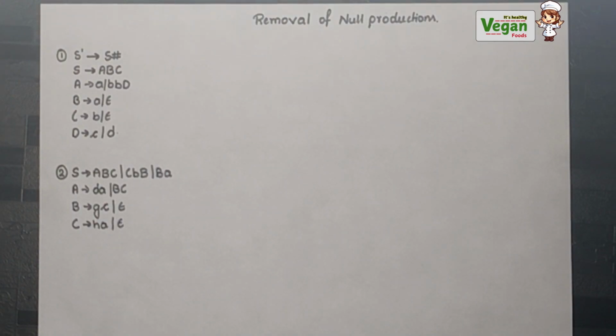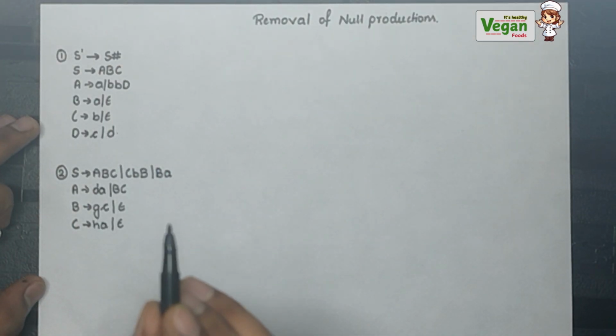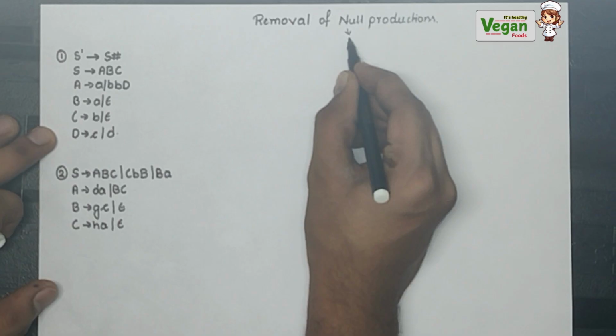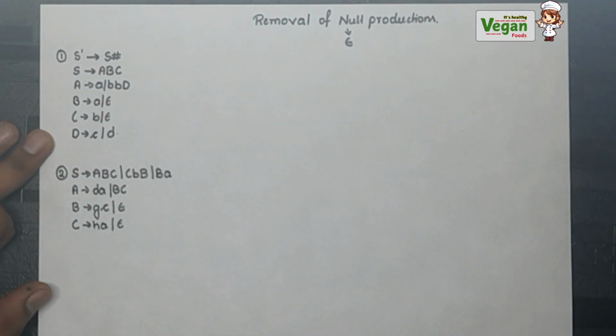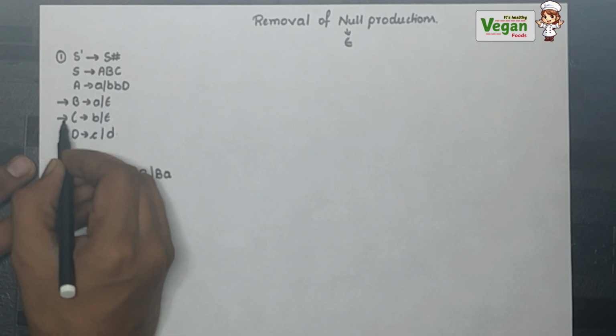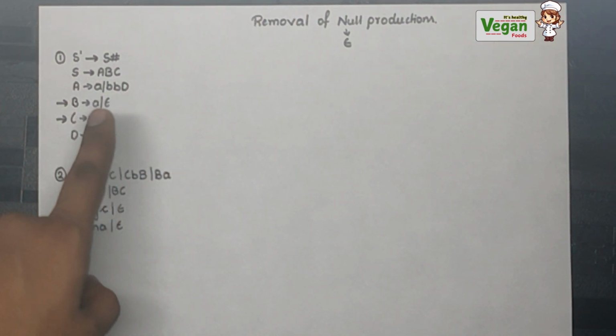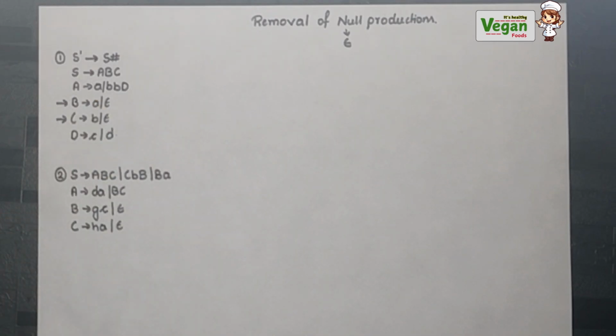Now let's consider the first question. So here the first step is to find the null. Null means epsilon. Where will epsilon be? So find the epsilon. Here, if you see, B is producing epsilon and capital letter C is producing epsilon. Now what we must do is remove the epsilon from each of the productions one by one.